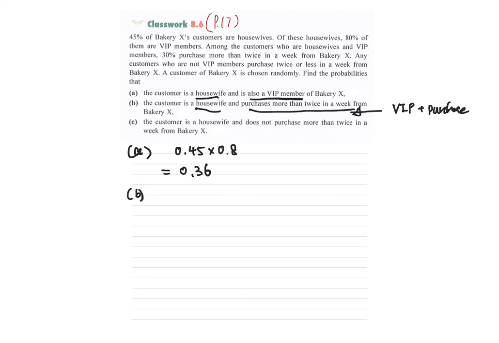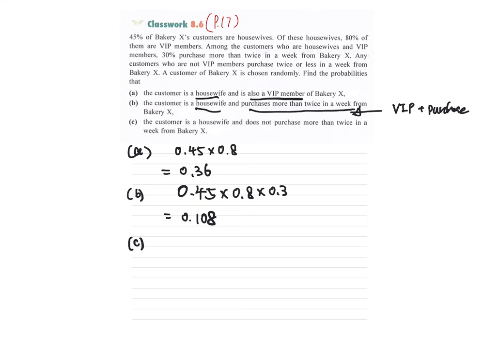The probability is: first of all a housewife, 0.45, and out of those housewives, 0.8 are VIP, and out of them 30% purchase more than twice in a week. So you can find that the probability is something like this. It is 0.108.